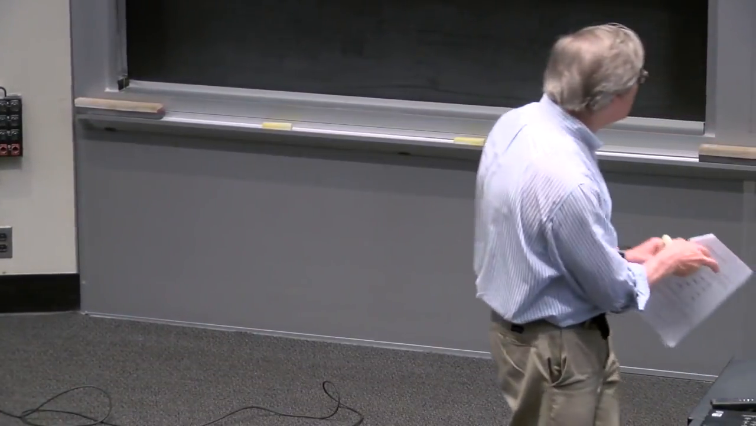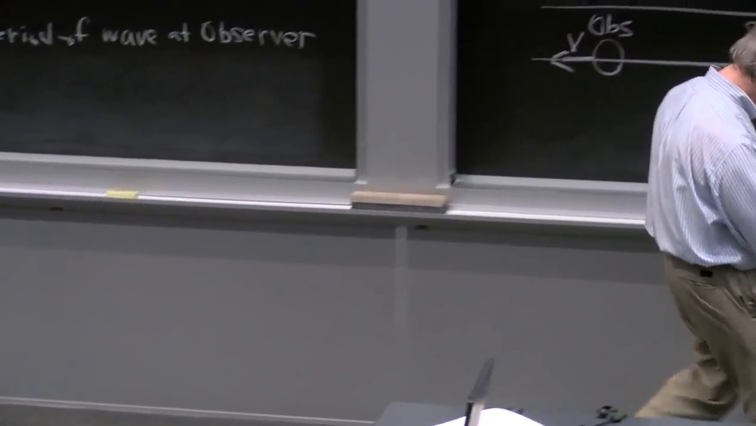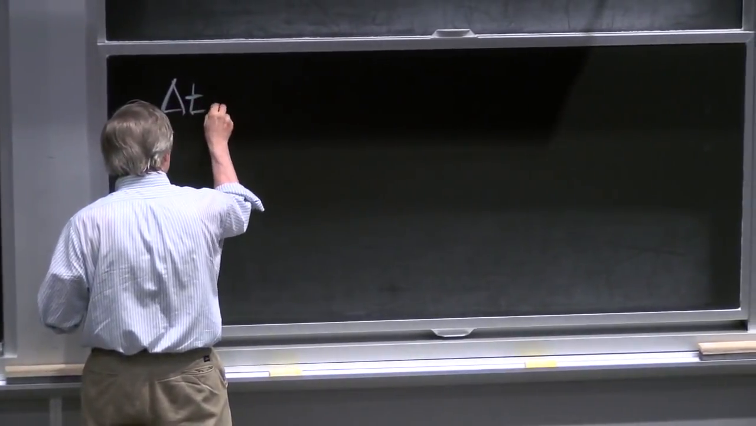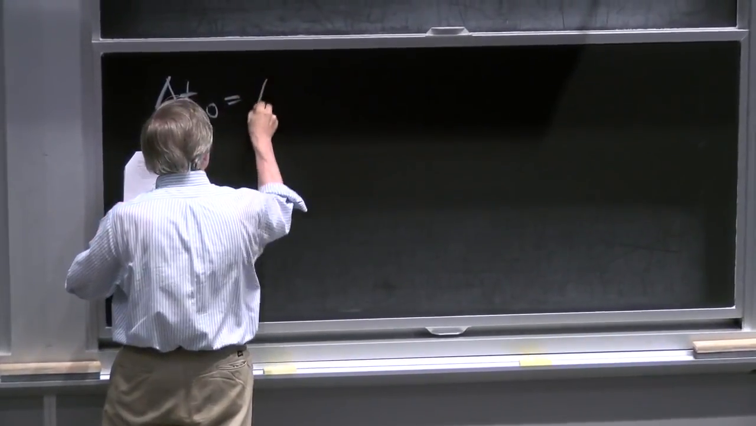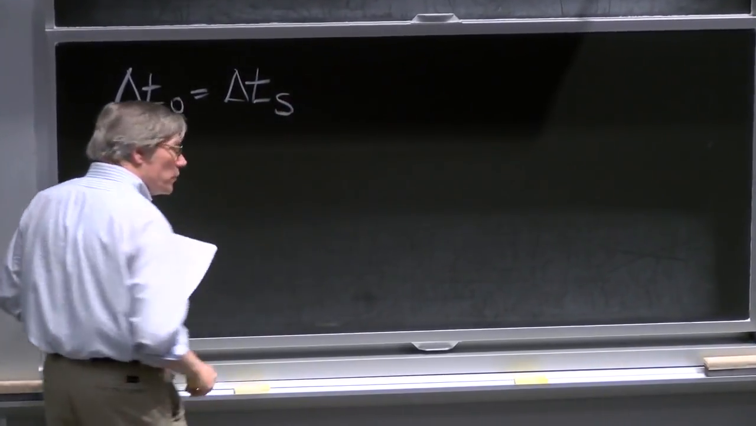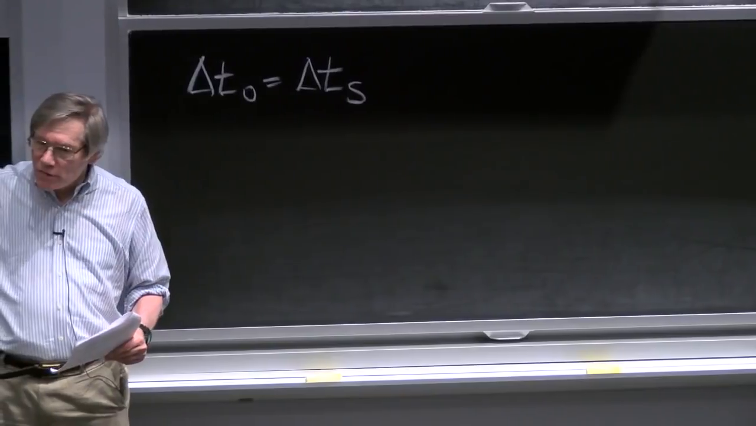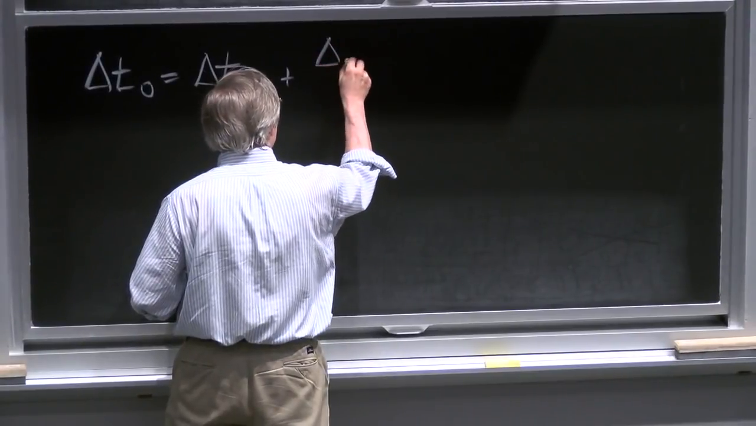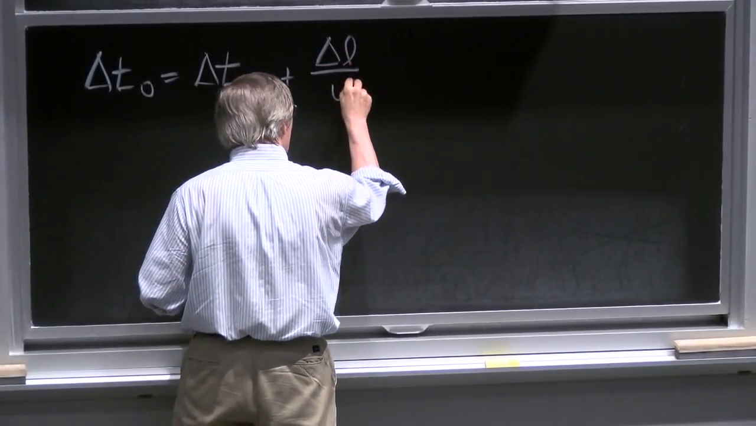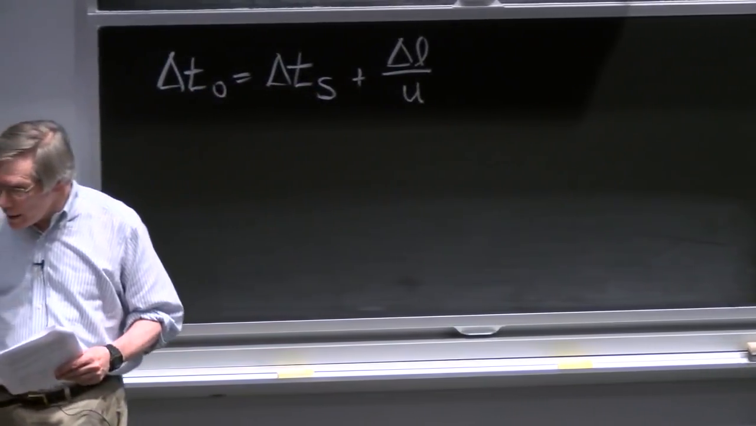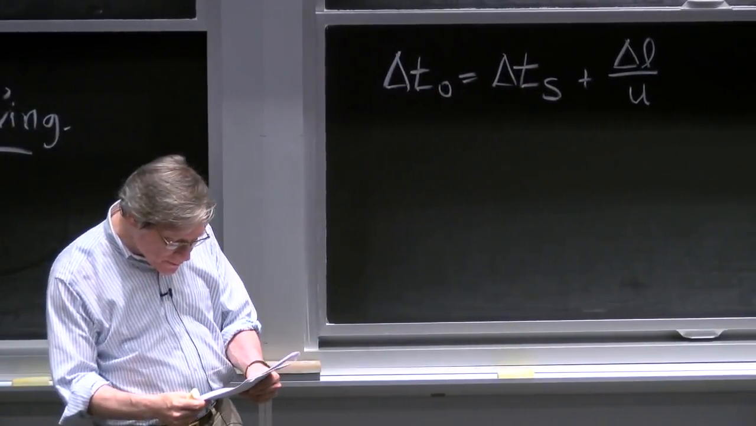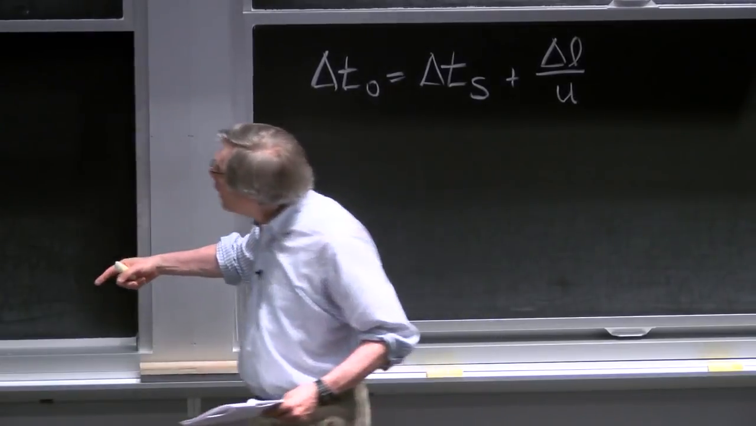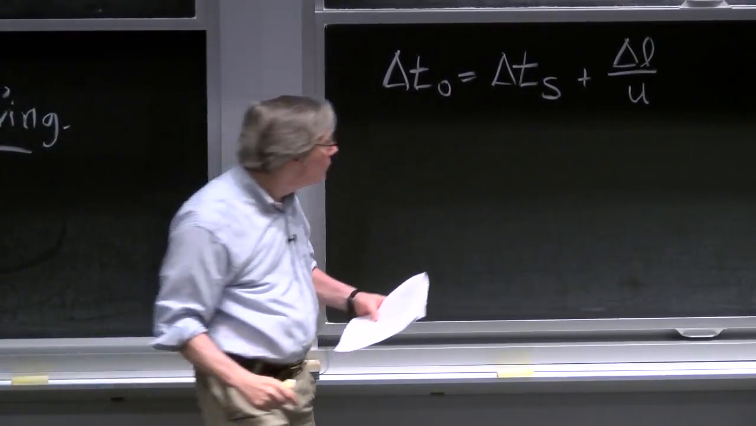So we can put that into equations again. This time it's slightly more complicated. It starts basically with the same idea. Delta t sub O is equal to delta t sub S, which is what it would be if there was no motion. But it's a little bit longer because of the extra distance the second pulse travels. And that extra distance is again called delta L. So the time delay is again delta L divided by u, the wave speed. But this time we have a different formula for delta L. This time delta L is v times delta t sub O, instead of last time it was v times delta t sub S.